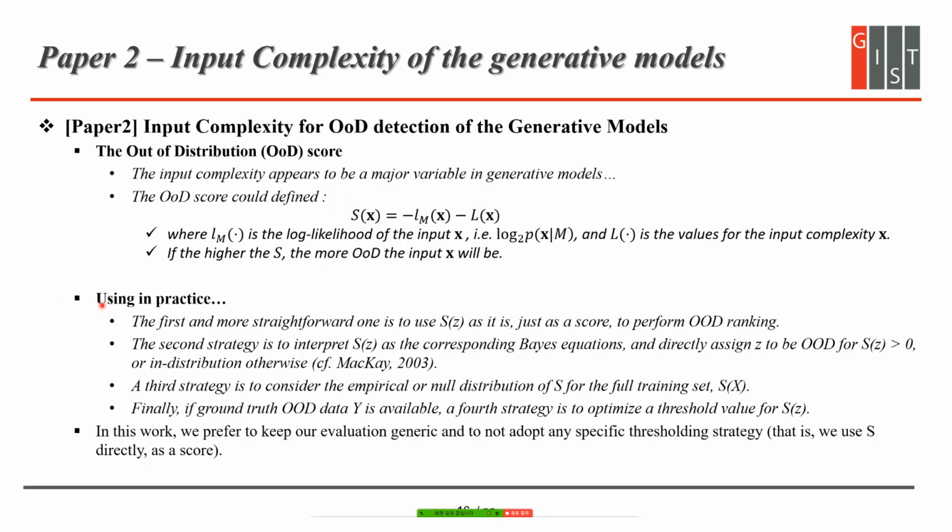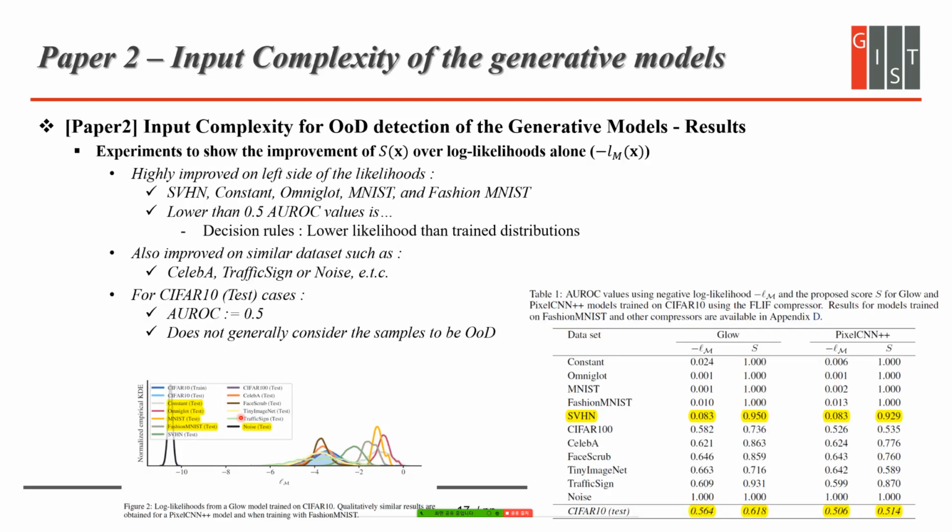Also, talking about how we use this score in practice, in this paper they just use this score value directly as a score for out of distribution detection. So this one is the result. The SVHN, the left one, is not considering the input complexity, and the right one, this S value, is after considering the input complexity.